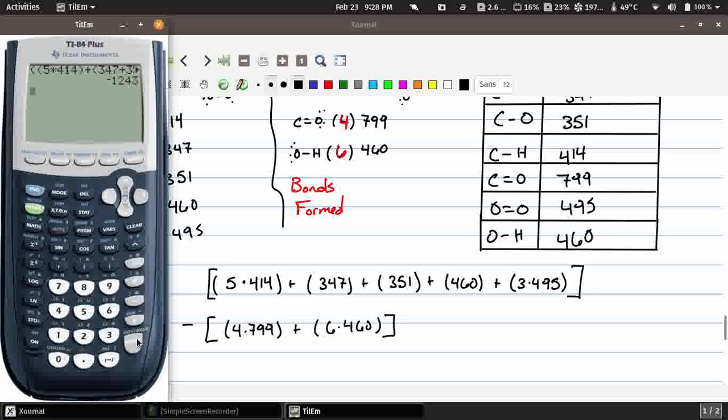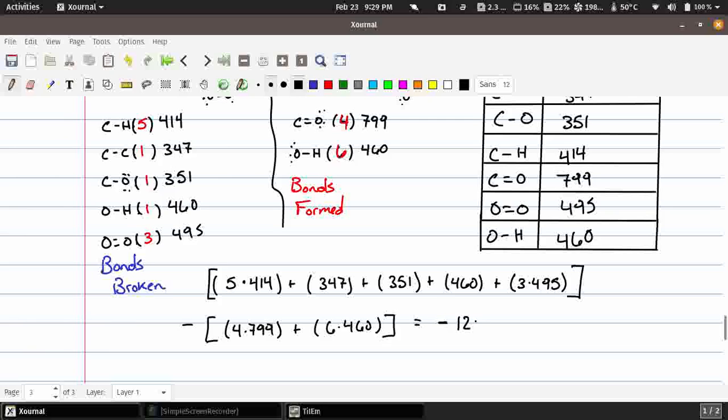Alright, so our final answer for this question should be negative 1243 kilojoules per mole. This answer means that we have an exothermic reaction. And that is how you calculate bond dissociation energy and determine the type of reaction you have. If you have any other questions, you can refer to the PDF or you can rewatch the video.